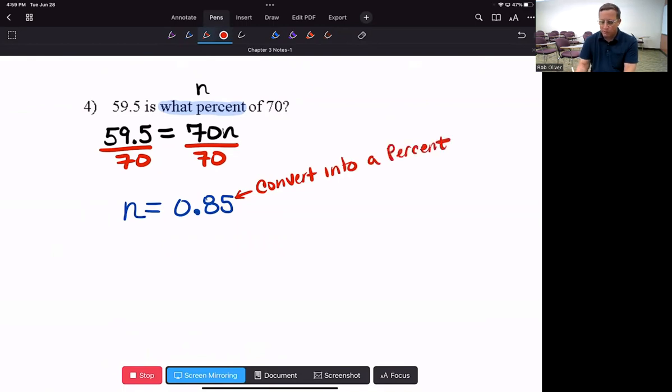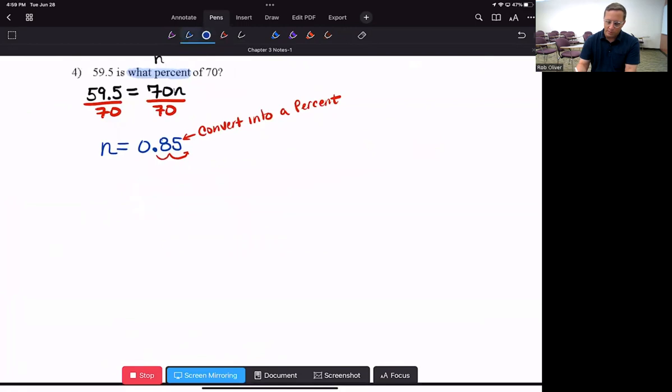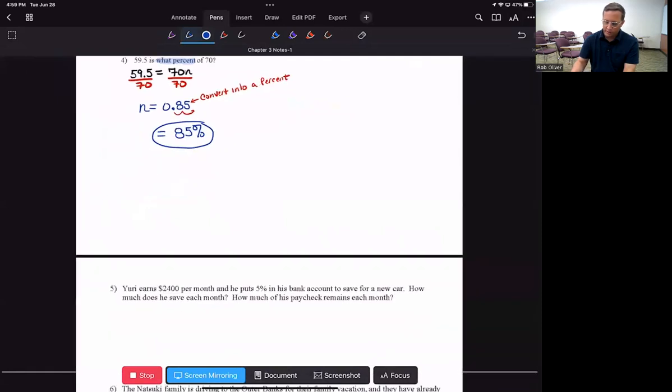And how do we do that? Well, we just have to move the decimal 2 places to the right. So this is going to equal 85%. And that's it. So it was our first problem there where we actually got a percent for our answer.